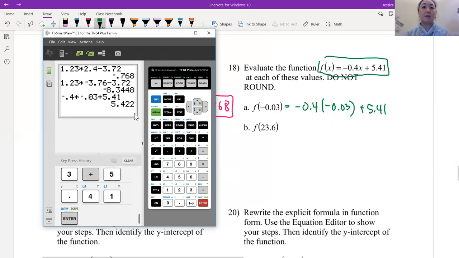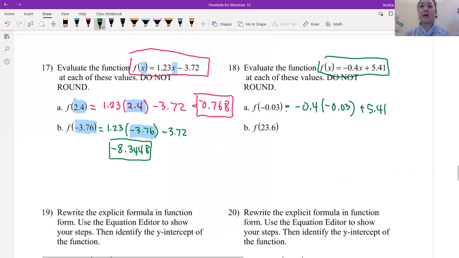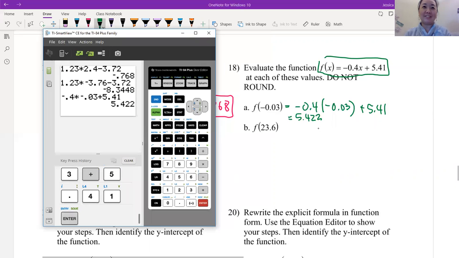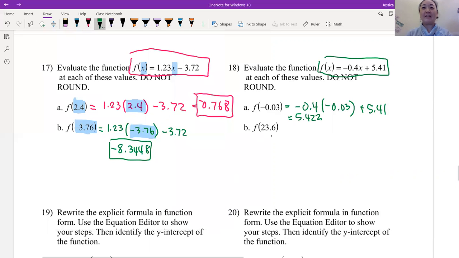Okay, 5.422 is what we have. So we get equals 5.422. So when x is equal to negative 0.03, y is equal to 5.422. Right, two 2s. Yeah, two 2s. All right, and do the same thing with this one.